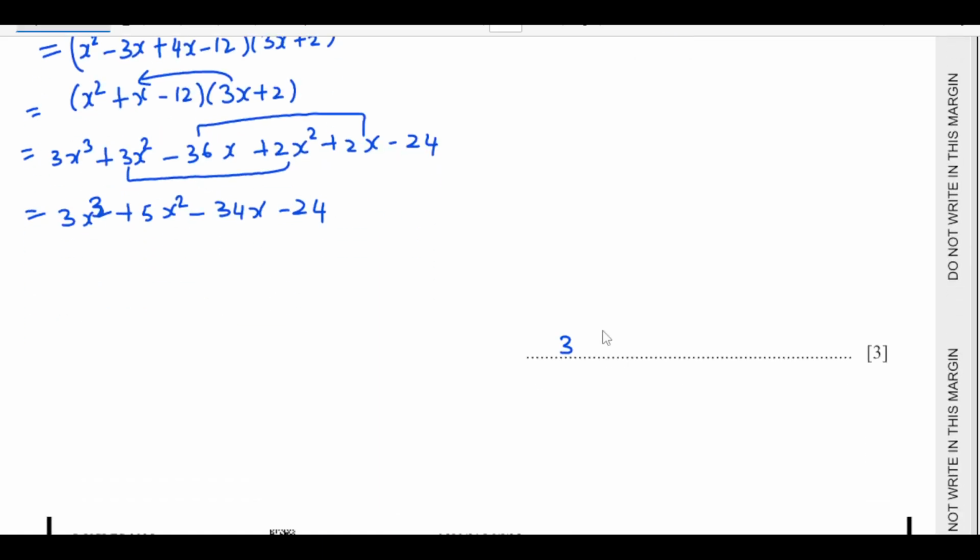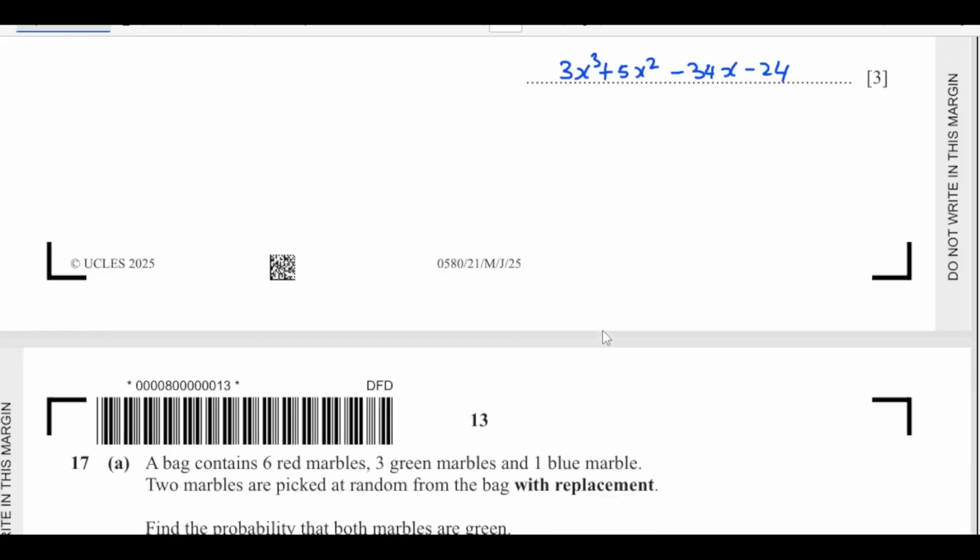We should write it here. So that's it. This is a 3 marks question.